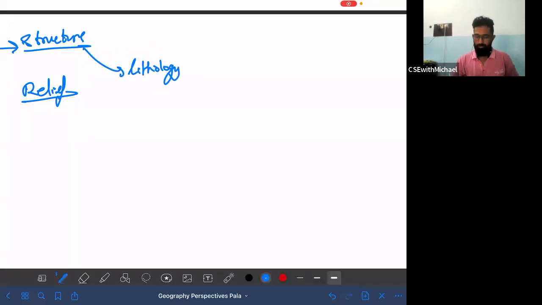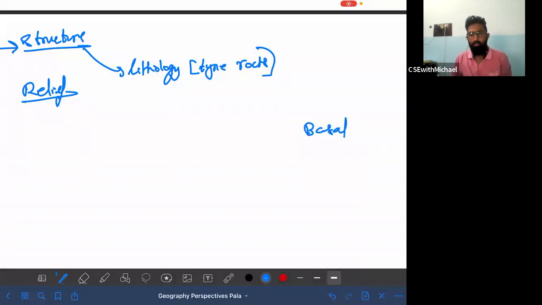Okay, structure talks about lithology. Lithology means what? The type of rocks or the nature of rocks found there, the chemical composition. Maybe you will say basaltic rocks. You will see granitic rocks, limestone rocks.